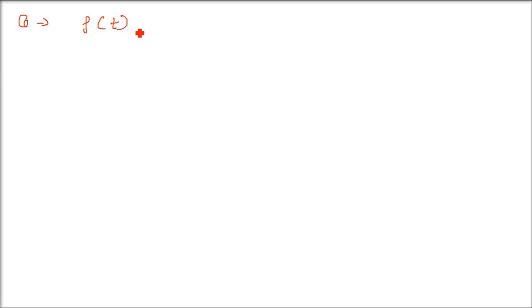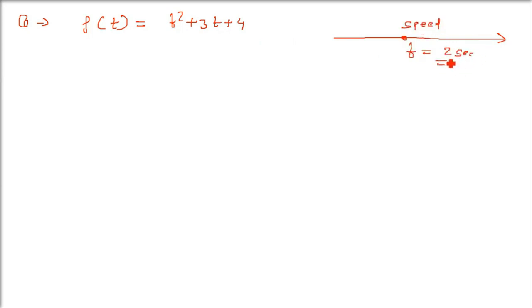We have the distance f(t) in meters moved by a particle traveling in a straight line in t seconds, given by the function t square plus 3t plus 4. Find the speed of the particle at the end of 2 seconds. So I have given you a function. I want you to precisely tell me what the speed is at 2 seconds.